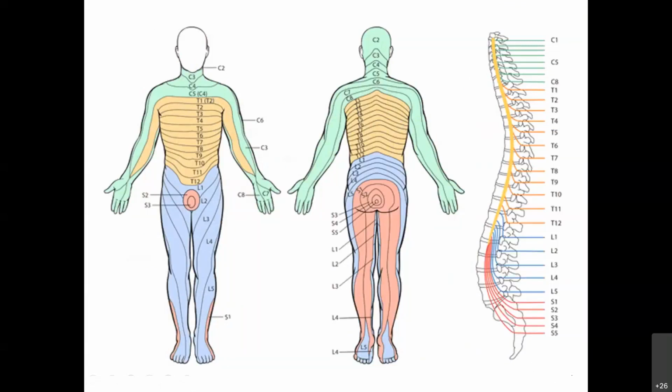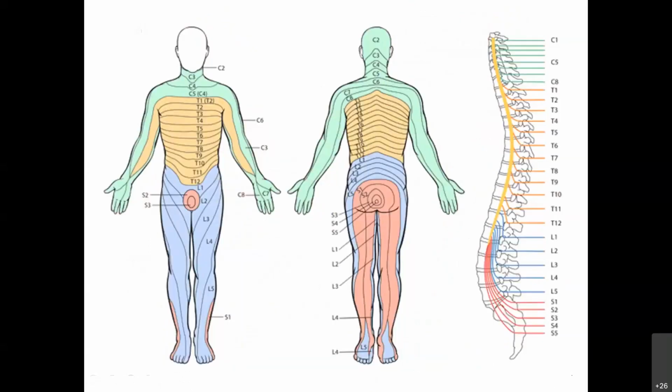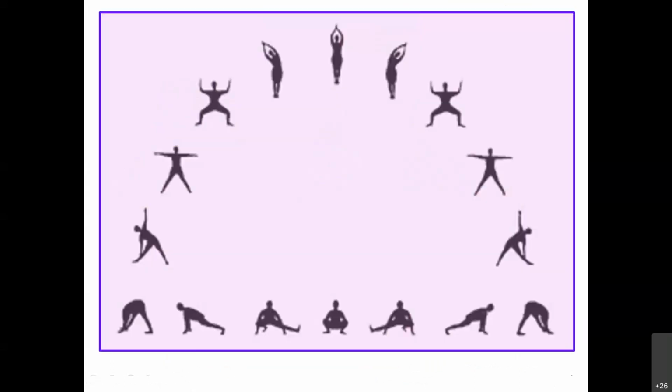Names are given based on this previous one. Cervical, thoracic, lumbar, sacral, that way names are given. Now in yoga, we have one method called Chandra Namaskara. Next method called Surya Namaskara. You are seeing the picture here.